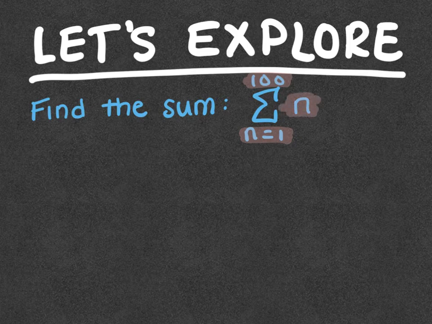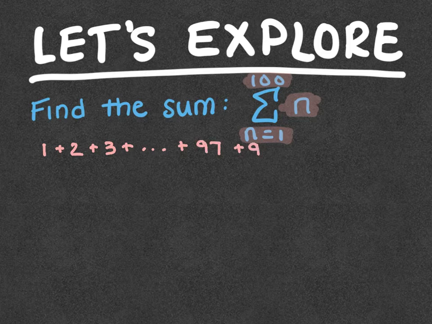If I were to expand this out, it would look something like this: our first term is 1, our second term would just be 2, our third term is 3, and so forth, all the way up to our last few terms, plus 97, 98, 99, and 100. And that's where we would stop.